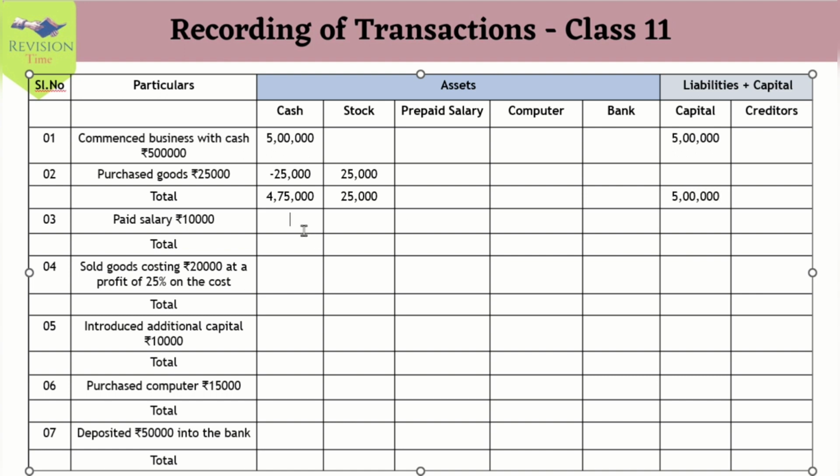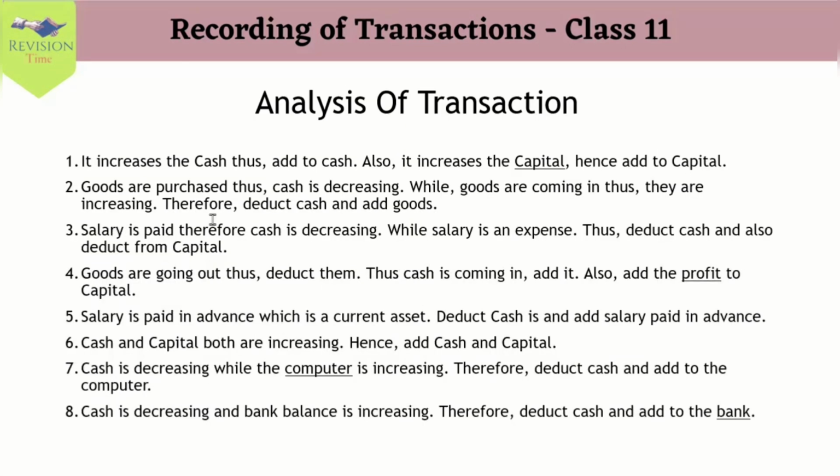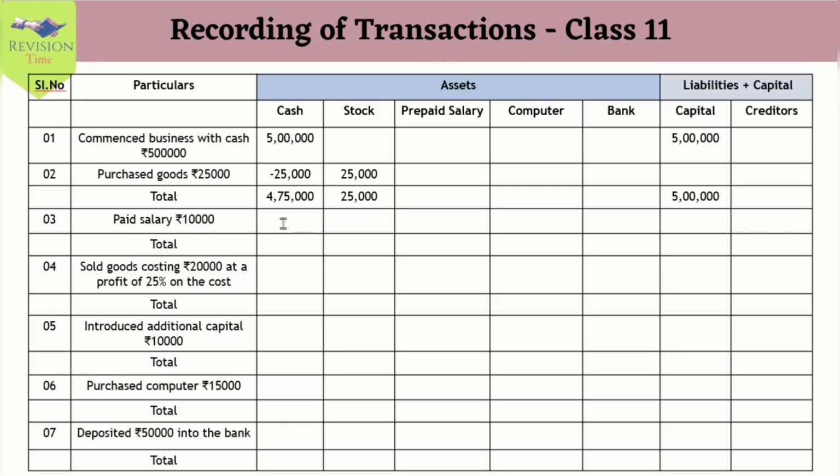Next, paid salary 10,000 rupees. Salary is paid, therefore we are paying it in cash. Cash will decrease naturally. While salary is an expense, deduct cash and deduct from capital also. Since it's an expense, it's deducted from capital. How much we are paying? 10,000. We are paying it in the form of cash. Cash will deduct and so capital will also be deducted.